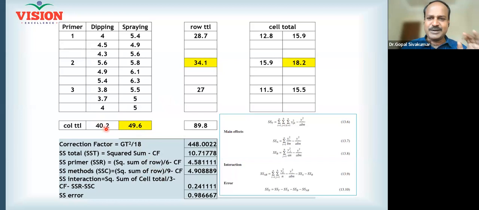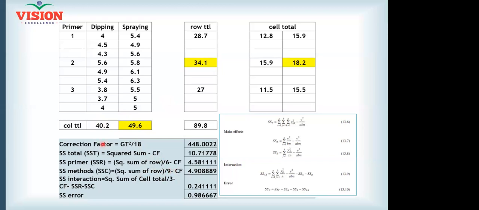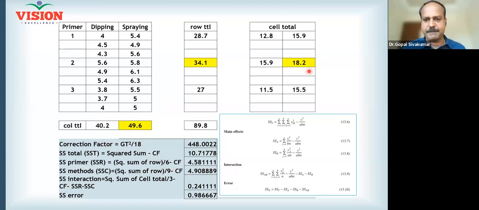So 40.2 squared, 49.6 squared, added and divided by 9 minus correction factor. Now finally, sum of squares for the interaction. For interaction, we are using this particular area. Here what we do is 12.8. You know what is 12.8?